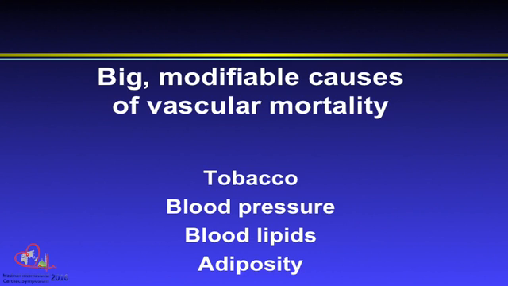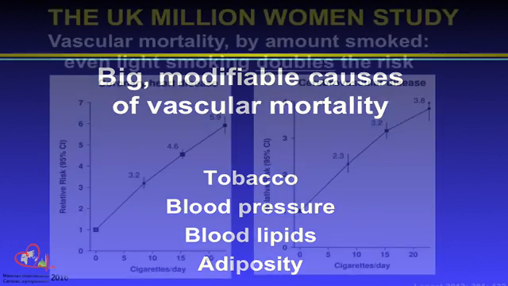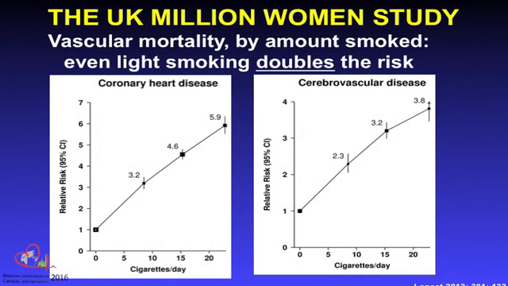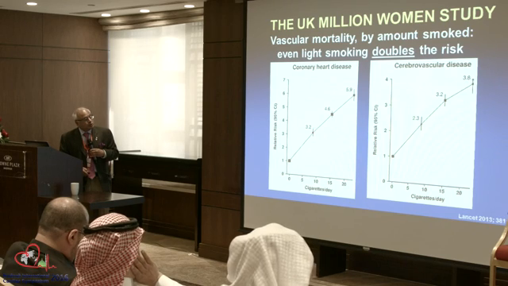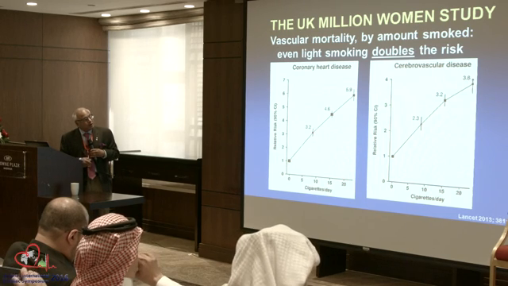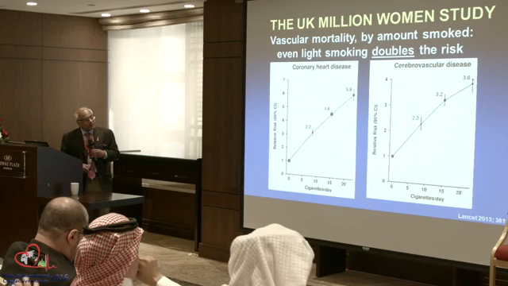So these are the 4 big modifiable causes: tobacco, blood pressure, blood lipids, and adiposity. And these are data again from the Million Women study that shows that even light smoking doubles the risk, and obviously 10 cigarettes, threefold risk, 20 cigarettes, sixfold risk for heart disease, and this is cerebrovascular disease.